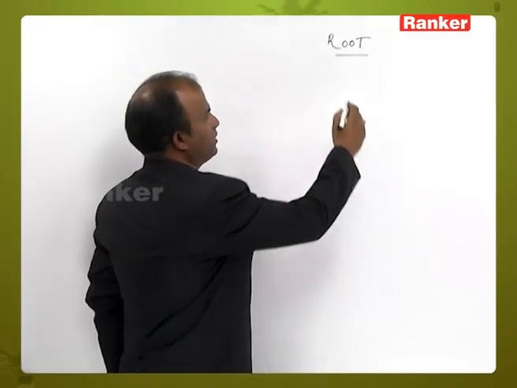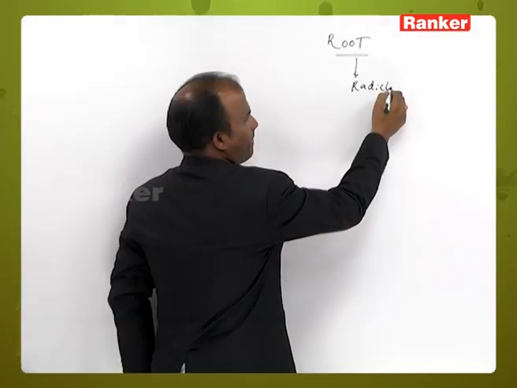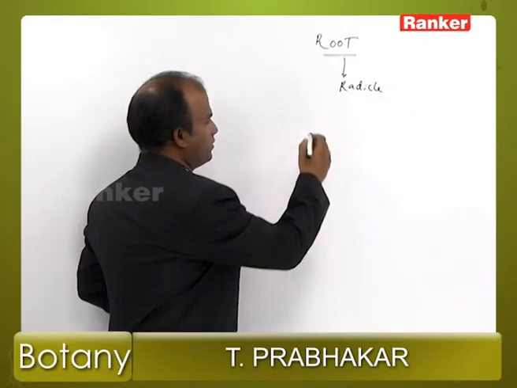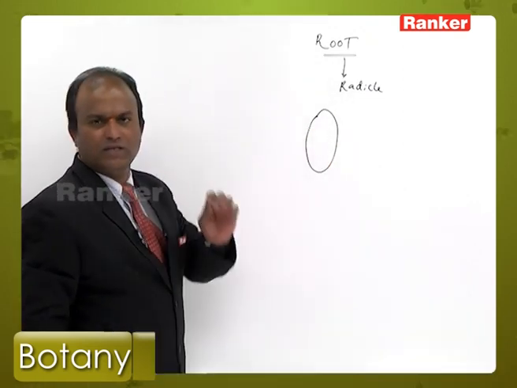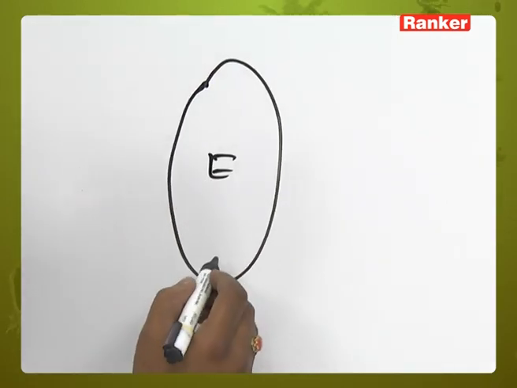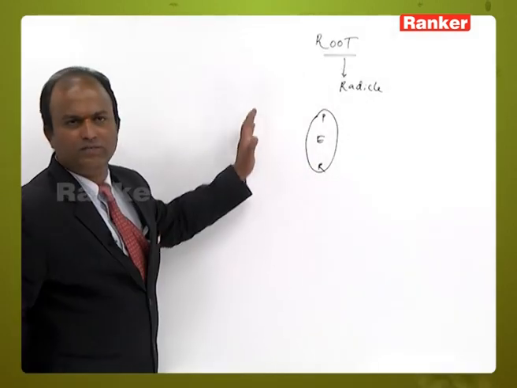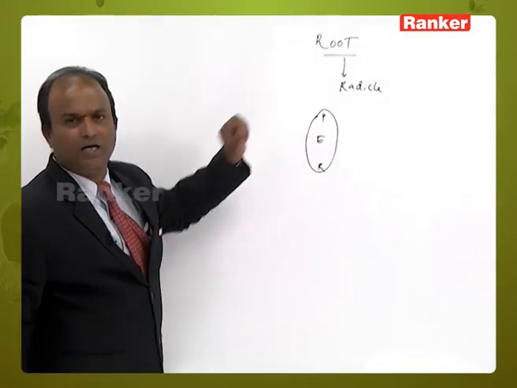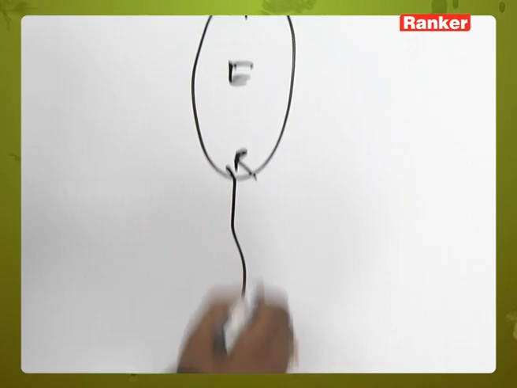So root generally develops from radicle. In the germinating seed, for example, the embryonal axis contains radicle and plumule. From this radicle, they develop into the root system.